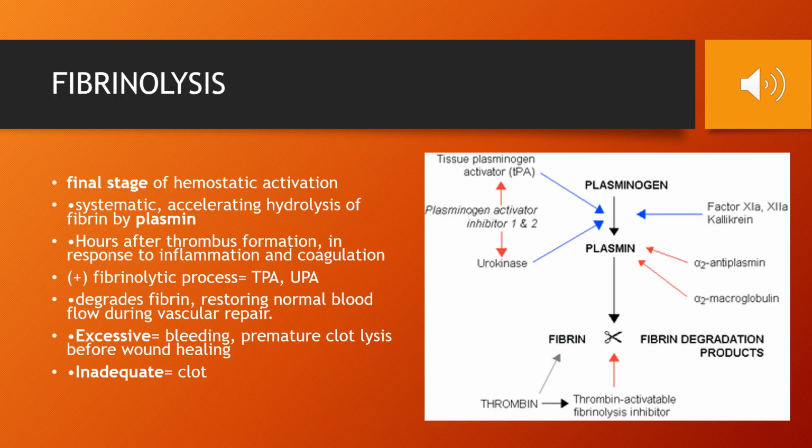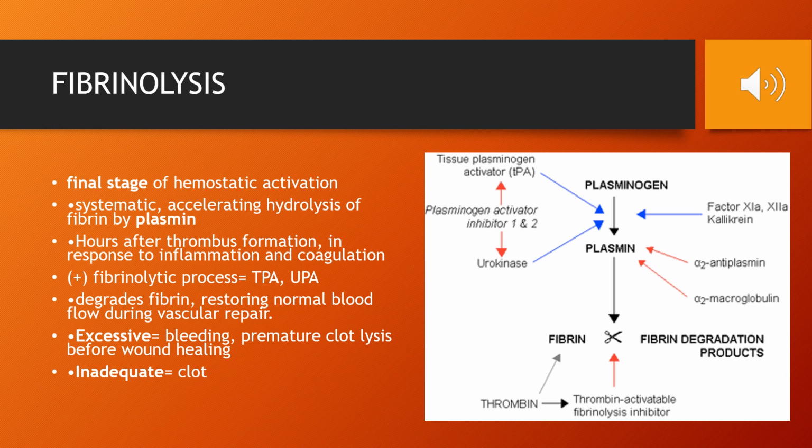So fibrinolysis is the final stage of coagulation. So this begins a few hours after fibrin polymerization and cross-linking. So this is a systematic accelerating hydrolysis of fibrin by bound plasmin. So there are two activators of fibrinolysis. So we have tissue plasminogen activator and urokinase plasminogen activator.